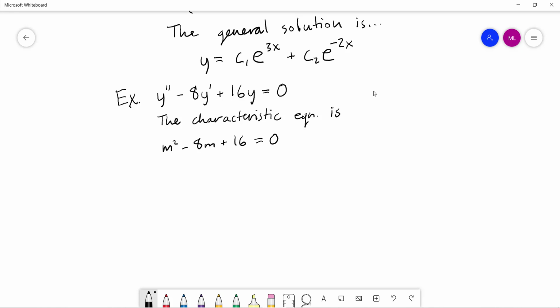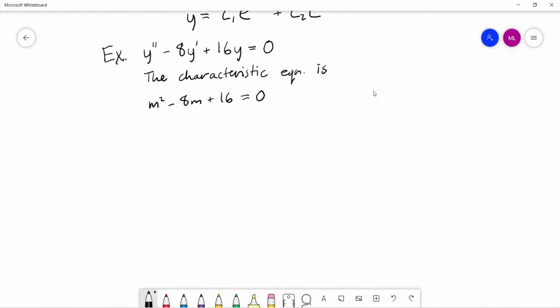Same thing, we can try to factor this and figure out what the result is going to look like. I'm looking for two numbers that multiply to give me 16, add to give me negative 8, and that looks like that's going to be m minus 4 times another m minus 4, so m minus 4 squared, which implies that we only get one solution, m equals 4. So in this case, we've got a real but repeated value. So here's our real repeated root.